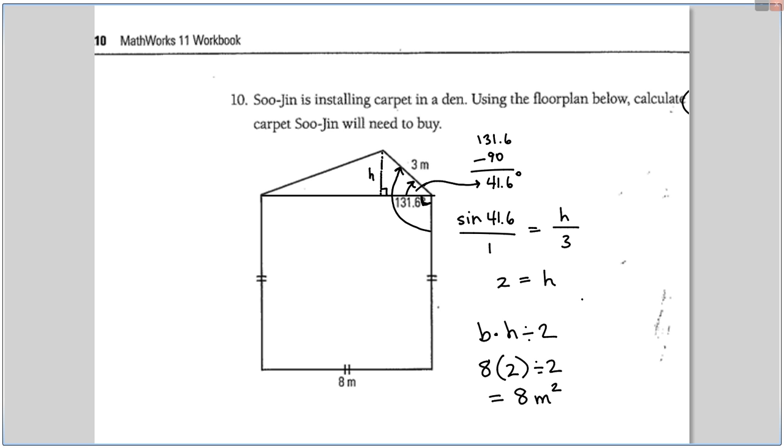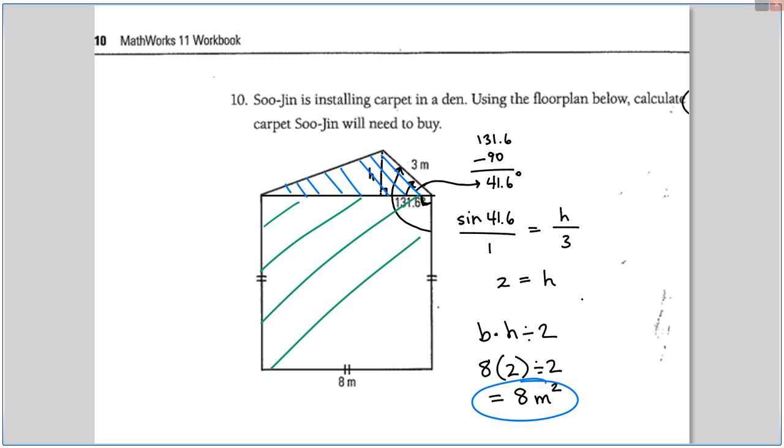All right. That 8 square meters represents the area of this triangular shape. Base times height divided by 2. The height we had to figure out from trigonometry. The other part of the shape is a square. How do you figure out the area of a square? Just length times width. 8 times 8 is 64 square meters. So 64 plus 8 is 72.